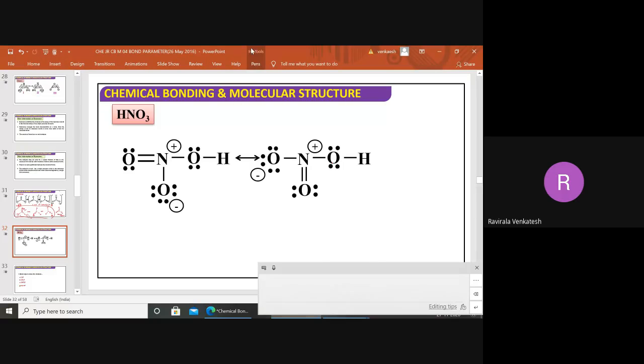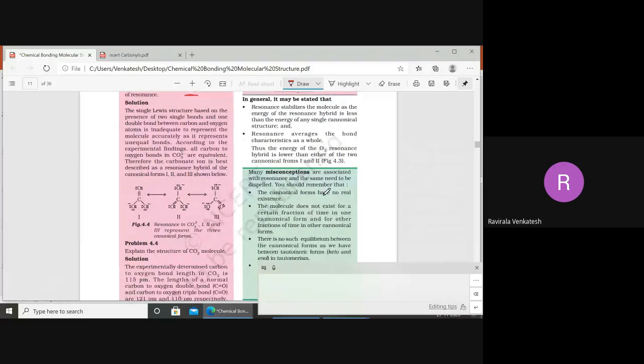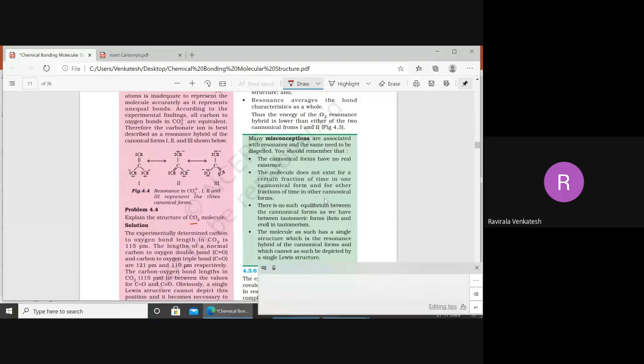Right? So now we'll see some important points about resonance structures here. They have given CO2 molecules also here. This you can do very simply, no problem.